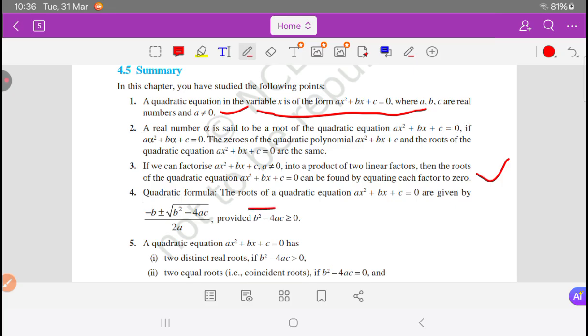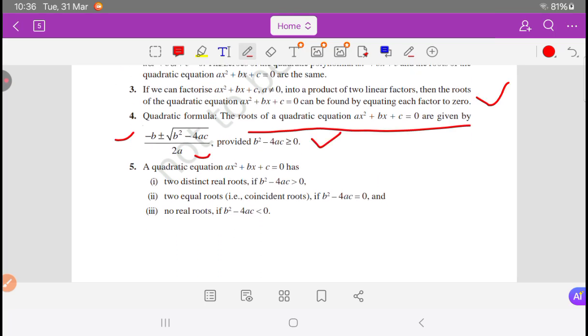Quadratic formula: the roots of the quadratic equation are given by minus b plus or minus square root of b square minus 4ac, by 2a, provided b square minus 4ac is greater than or equal to 0. Then only it has two roots. So a quadratic equation has three different natures of roots. If b square minus 4ac is greater than 0, two distinct real roots. Equal to 0, two equal real roots. If less than 0, no real roots.